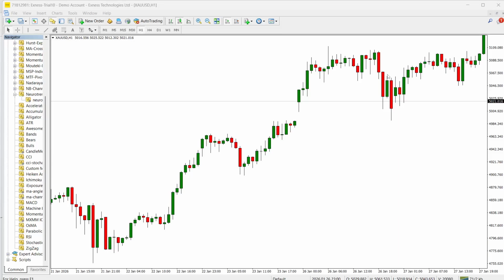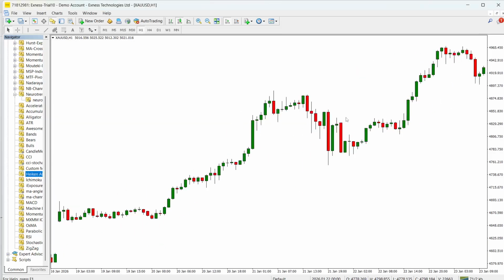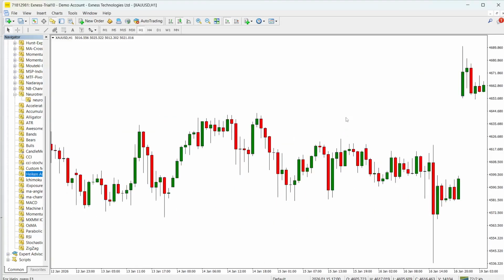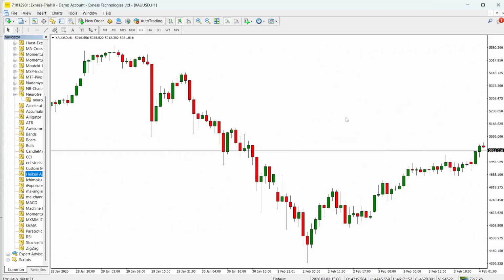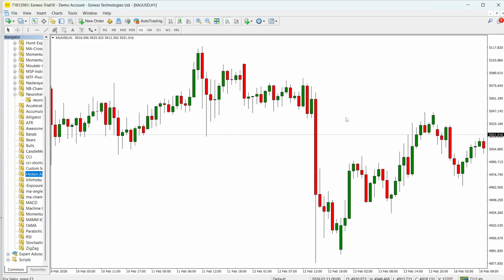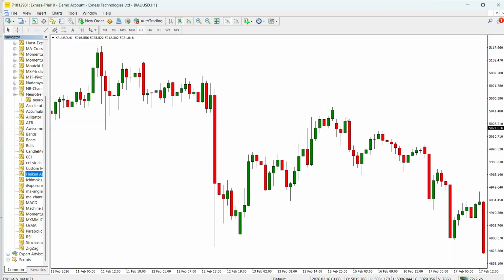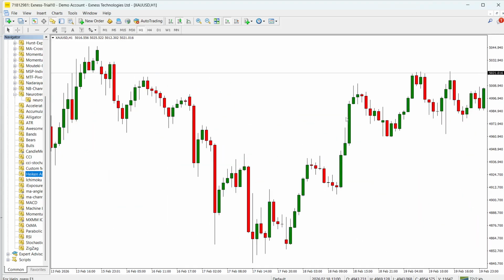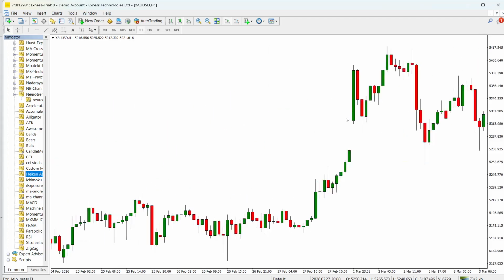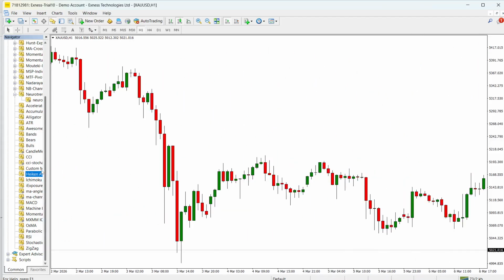Hello traders. Today we are looking at the new Heiken Ashi Indicator available for both MetaTrader 4 and MetaTrader 5. This tool provides an enhanced version of Heiken Ashi candlestick smoothing to help you visualize trend direction more clearly. At this point, I'll load the indicator on the charts so you can see how it looks in real time.